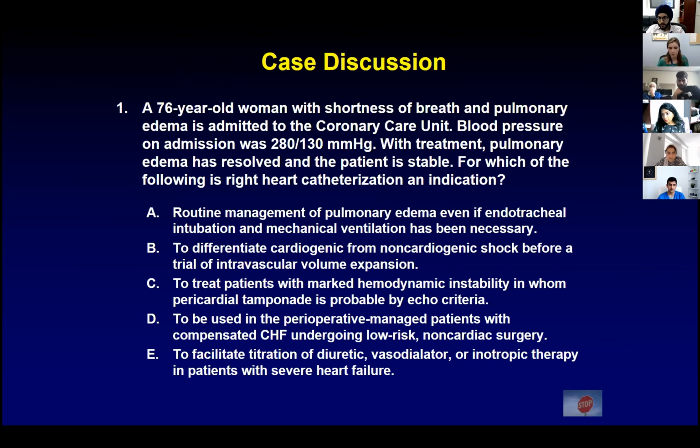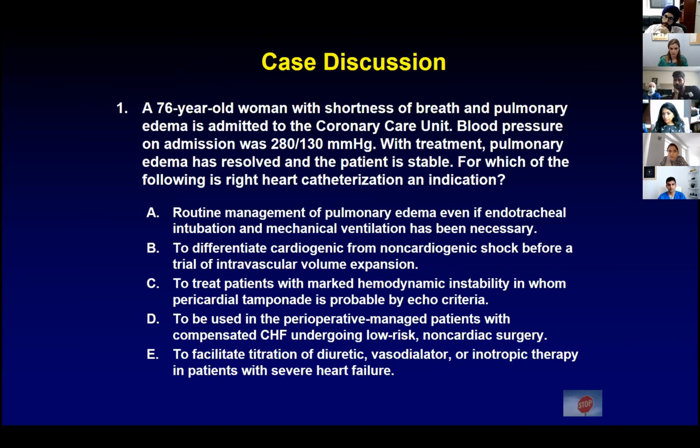So people, you can post in the chat your A, B, C, D, E, or if anyone wants to unmute yourself and give your reasoning. I see Jose Aguilar picked option B, differentiating cardiogenic and non-cardiogenic shock. Yeah, if you really think this is undifferentiated shock, that's not unreasonable. But if you really think somebody needs volume, you don't generally need a right heart catheterization for that.